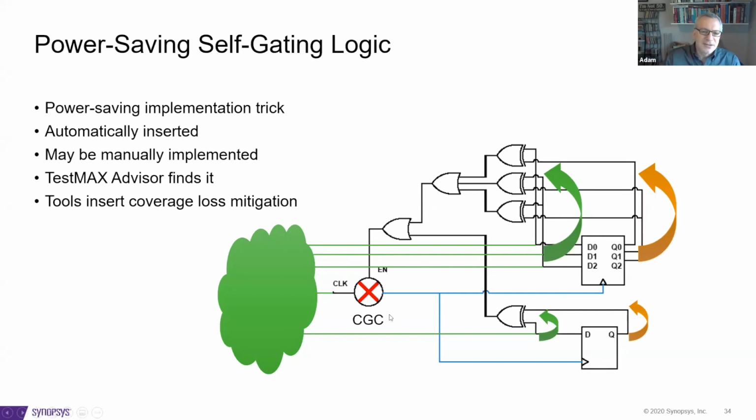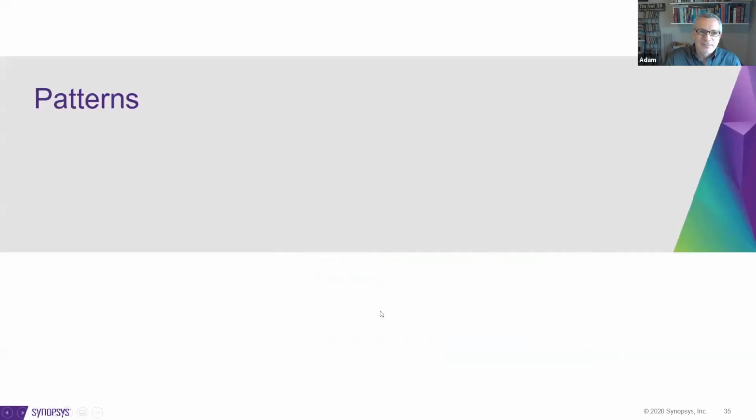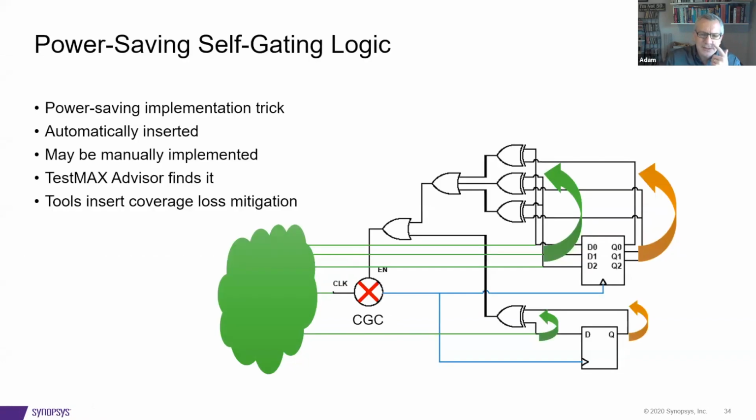The point is that there's lots of other mitigations for power on the functional side that we're not even touching here. So let's go to pattern generation. So pattern generation, and any questions, by the way, for the hardware side of the world?